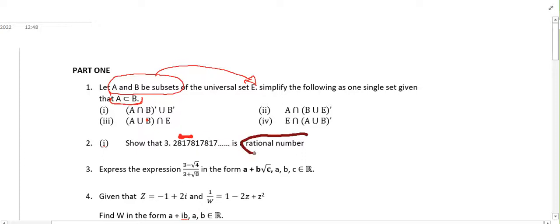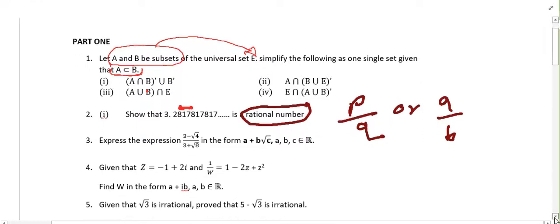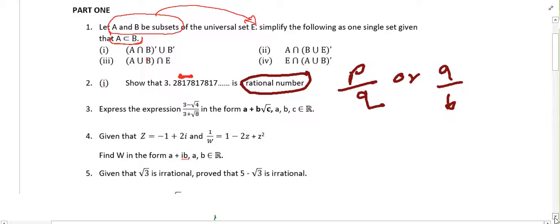So when they say rational numbers, they're just simply telling us to express it in the form of P over Q. In some books, it is A over B. Okay, that's a rational number. Okay, so let me quickly go on to the next one. Express 3 minus square root 4 in the form of that.